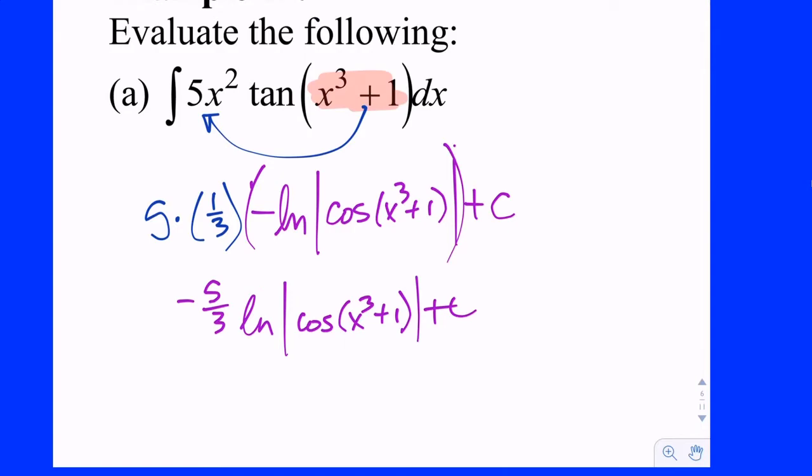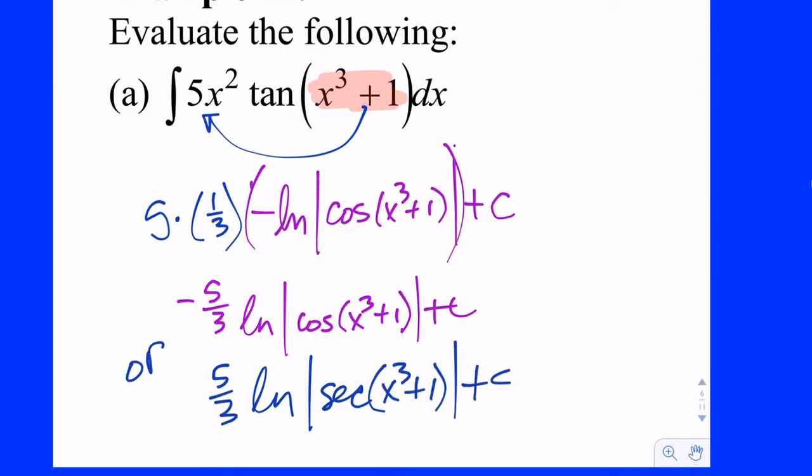What if that's not an answer choice? What else could it be? It could be secant. Sure. Positive or negative 5/3? It would change the sign. Yeah, it would change the sign. So either one of those could be an answer choice on a multiple choice portion. So just be aware of that.